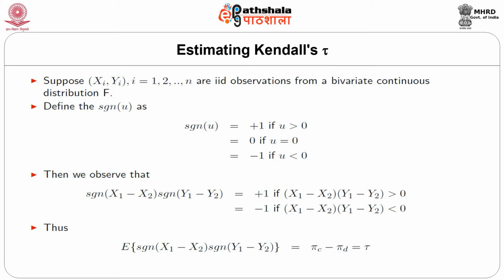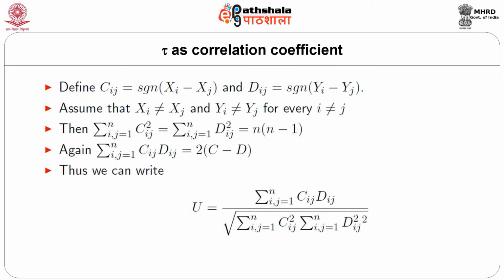Thus, the expected value of the product of signs of (x1 minus x2) and (y1 minus y2) equals the probability that (x1 minus x2)(y1 minus y2) is positive minus the probability that the product is less than 0, which is nothing but pi_c minus pi_d, and we know that pi_c minus pi_d is defined as Kendall's tau, indicated by tau.